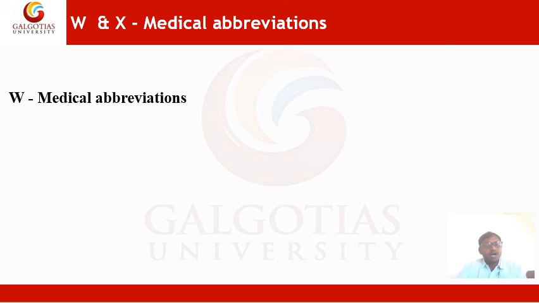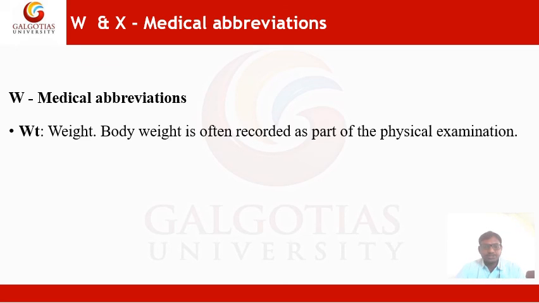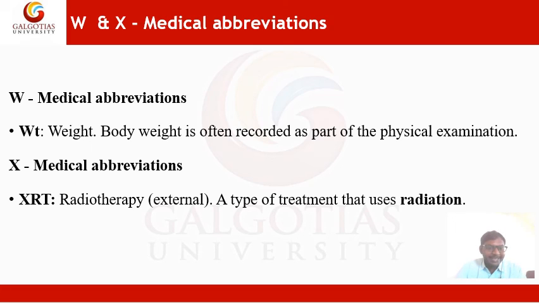Next, medical abbreviations for W. Weight, WT, is the short form. Body weight is often recorded as part of the physical examination. And X, medical abbreviations related to X. XRT, external radiotherapy, a type of treatment using radiation like X-ray.